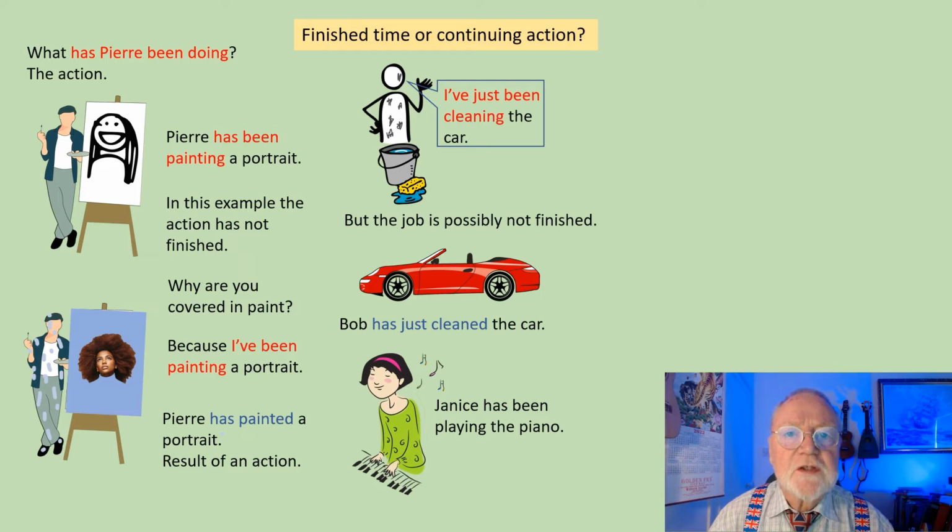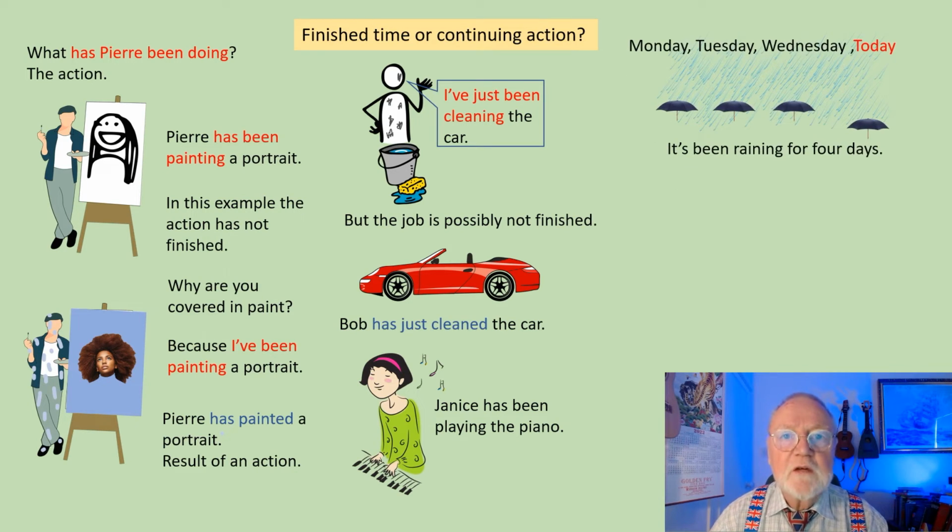I wonder what Janice has been doing. Janice has been playing the piano, and she's still playing the piano because I can hear her. Did you know it's been very wet in England? It has been raining for 4 days. Now normally when I say that, I would probably say it's been raining. It's been raining for 4 days. You must be careful here because the it's does not mean it is, it means it has. And by the way, it's still raining.